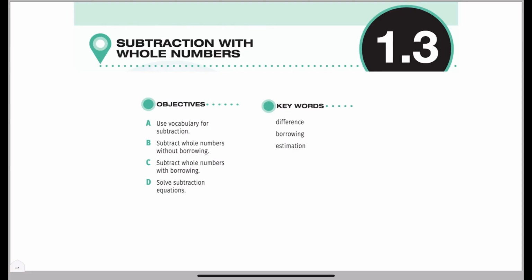Hi, and welcome to section 1.3. Today we're going to focus on subtraction with whole numbers. Last time we did addition.